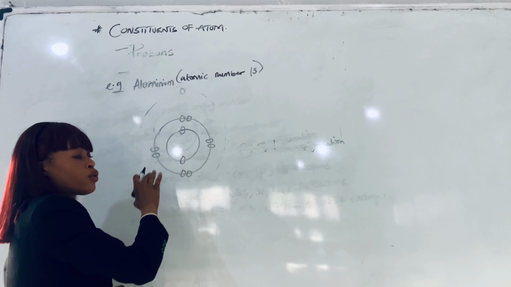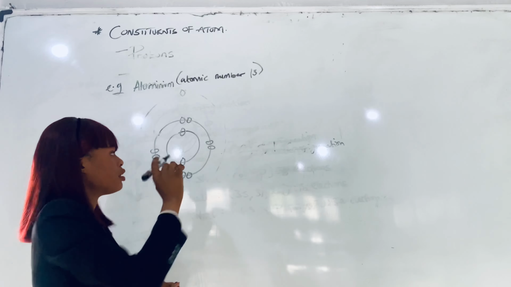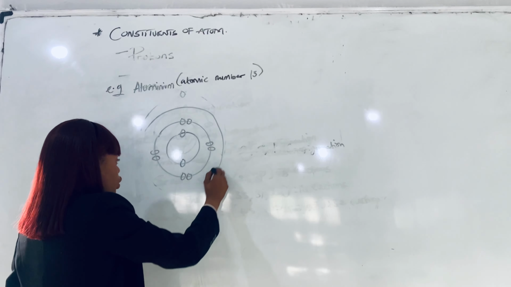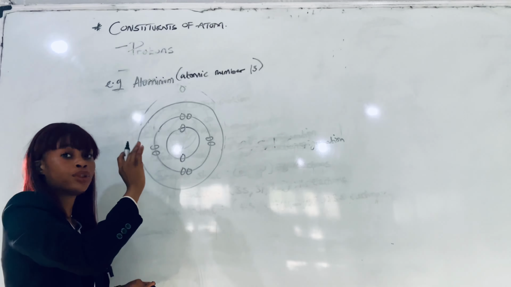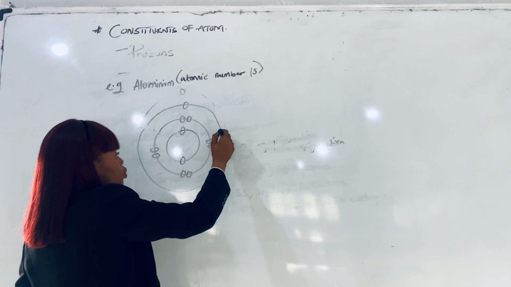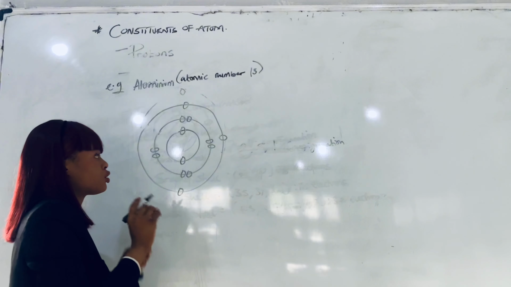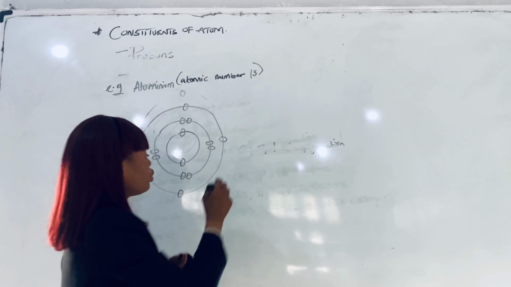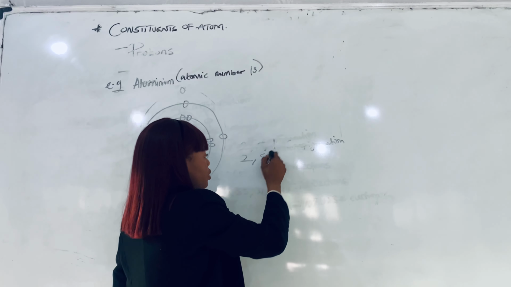So, if you count, what you have is 10, remaining 3. So, the 3 must be moved over to the third shell because the second shell can only accommodate 8. So, you place the 3 as so. So this is the electronic configuration of aluminium, 2, 8, 3.